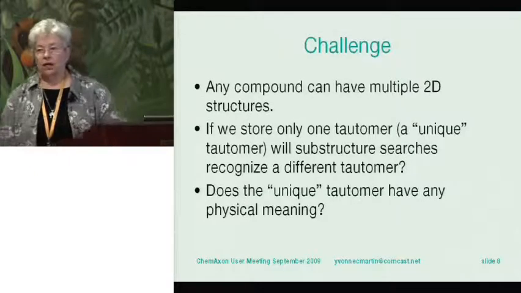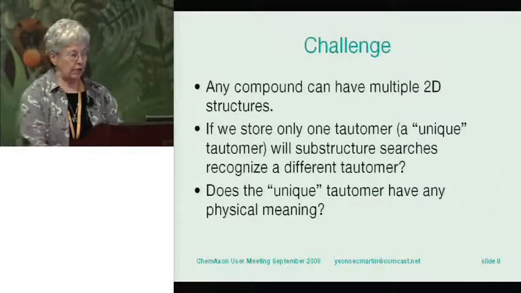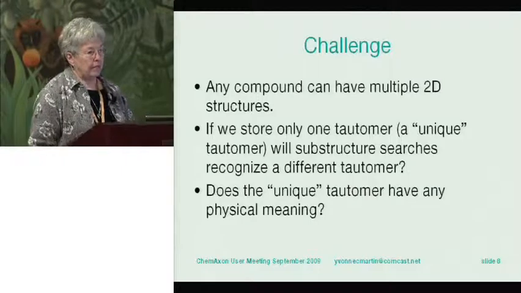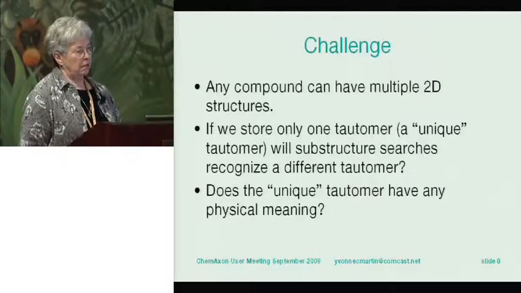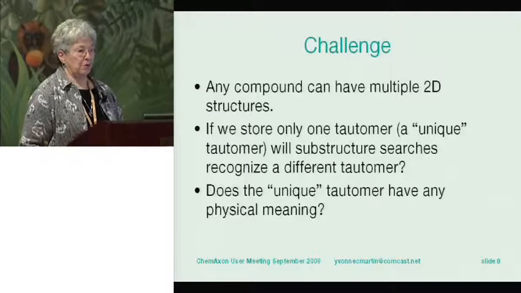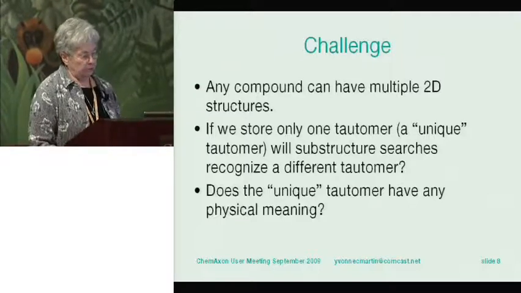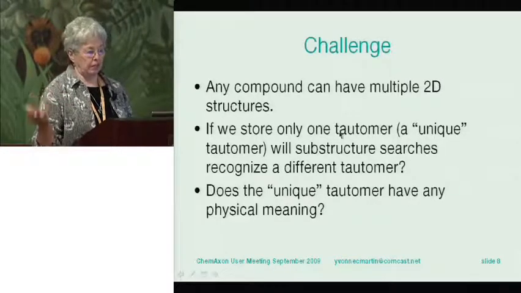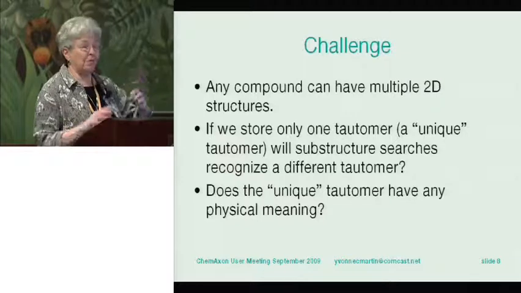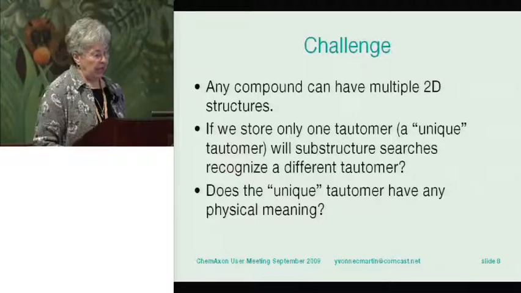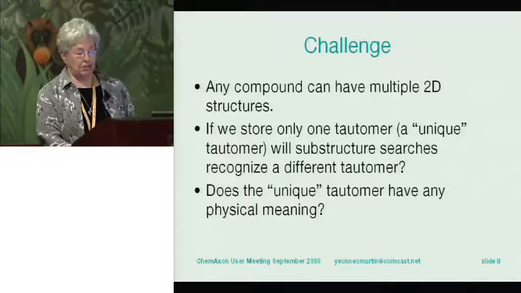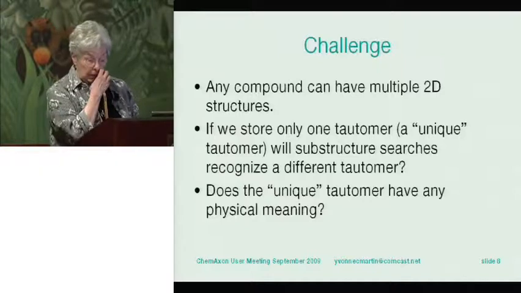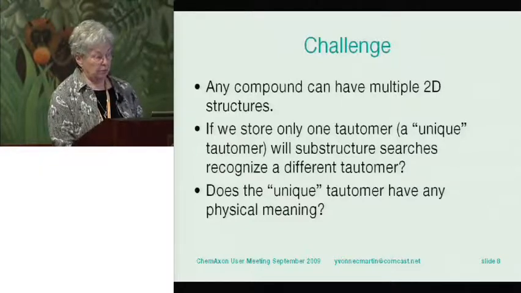Okay, so the challenge for chemoinformatics is a compound can have more than one structure. So one way to solve that problem is to store a unique tautomer and say, well, that represents the whole family. And that will help you get a certain distance. But let me show you a problem.